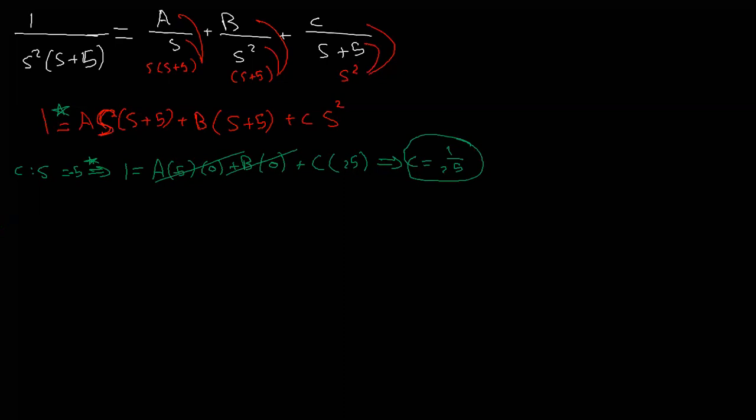Yeah. Second constant. Which one do you want me to find? Find B by putting S equal 0. So he asked me to find B by choosing my S to be 0. In equation star, let me check. 1 equals, my S is 0, so A times 0, so it's A0, plus B times 5 plus C0. So my B is 1 over 5.